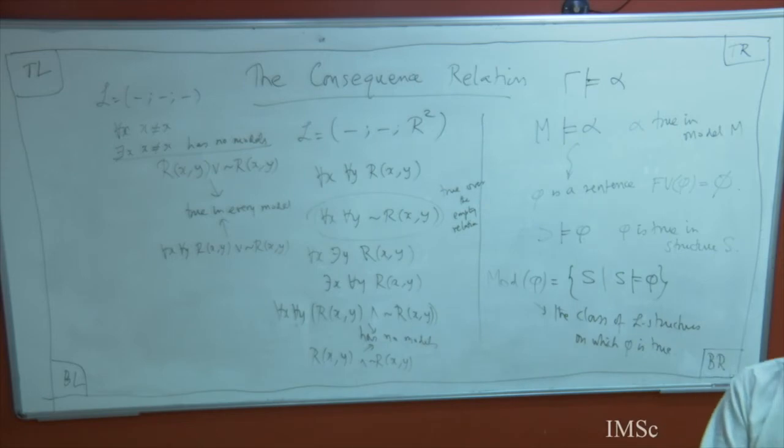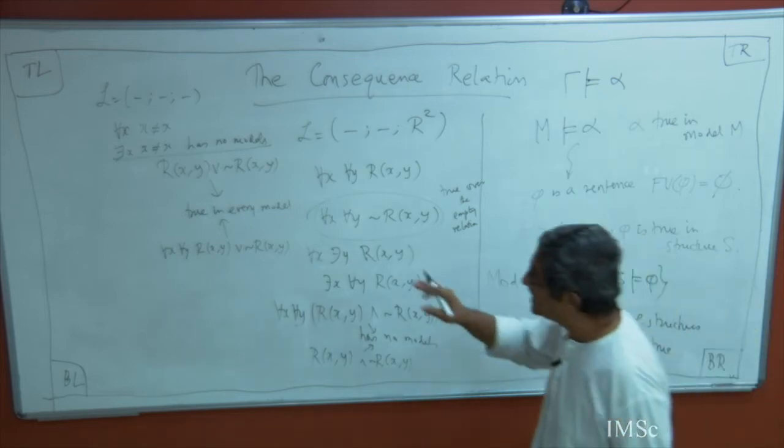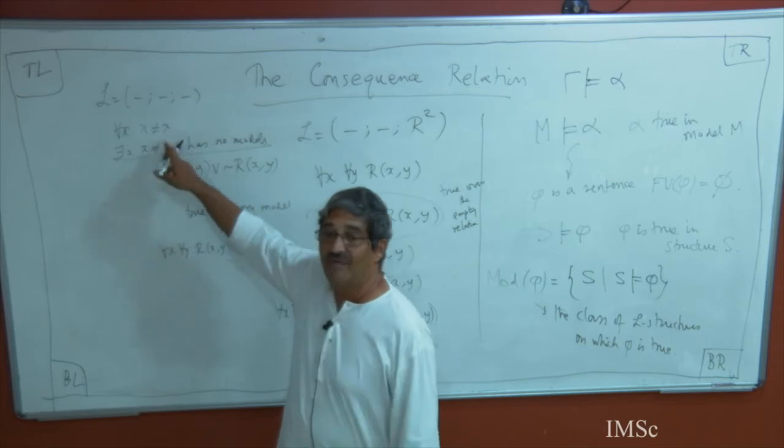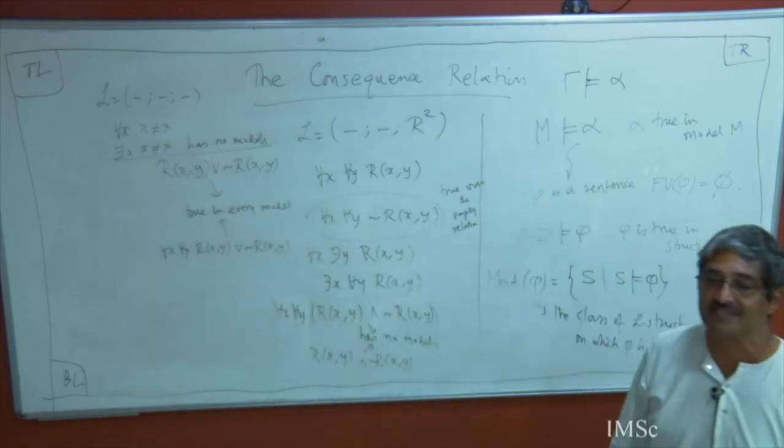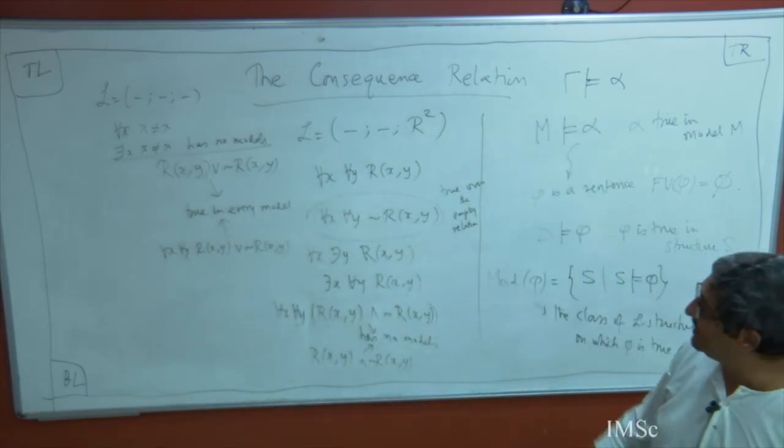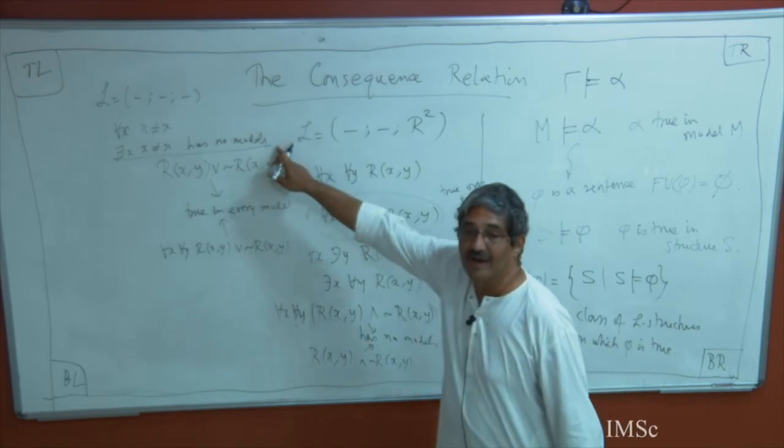When you assert there exists an x such that x is not equal to x, there is no hope of finding a model for it. You see the difference between the two, Siddharth? Yes, sir. So this has a model, which happens to have the empty set as the domain, and this has no models at all.